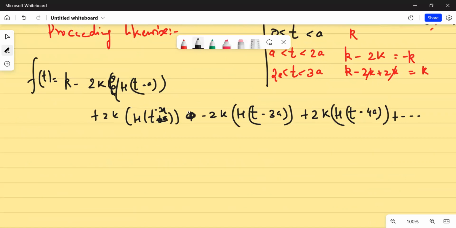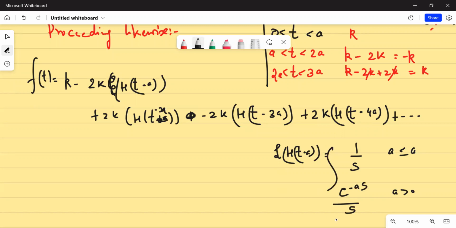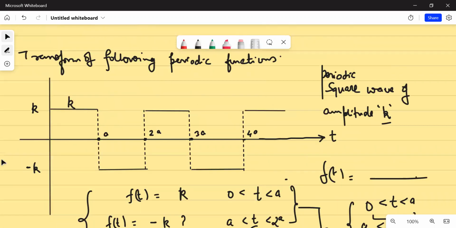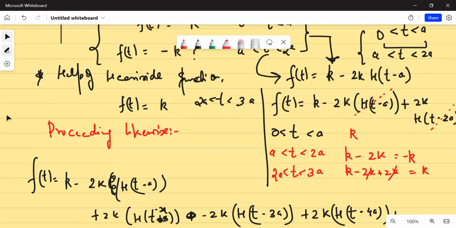Is that fine? And right now, just a few minutes back, I found the Laplace transform of h(t minus a). It was simply 1 upon s if a is less than or equal to 0, and if a is greater than 0, then it was, I think, e to the power minus as divided by s. Now, I want to find the Laplace transform of this particular function.